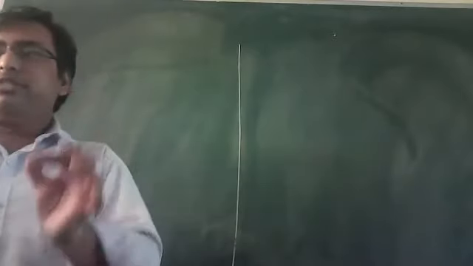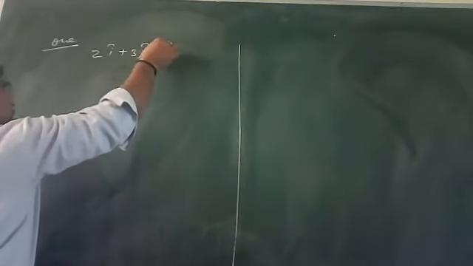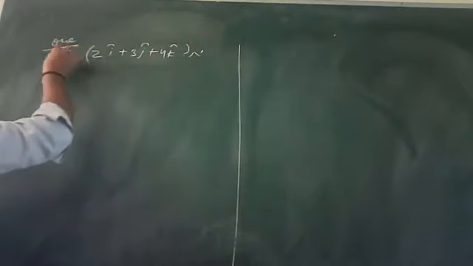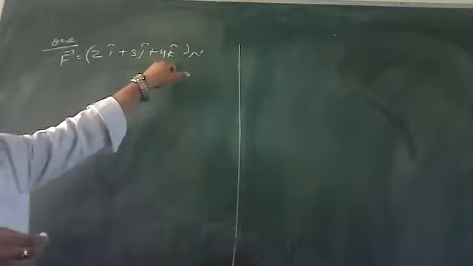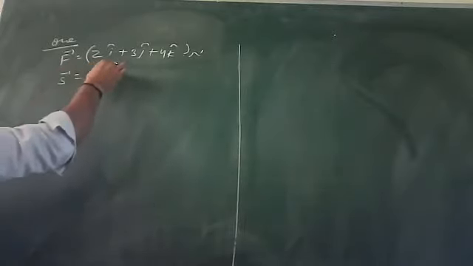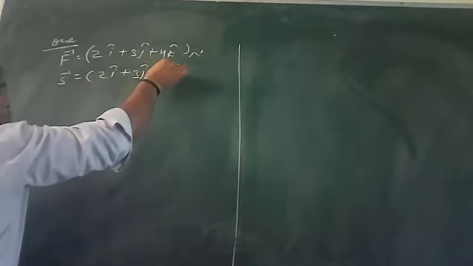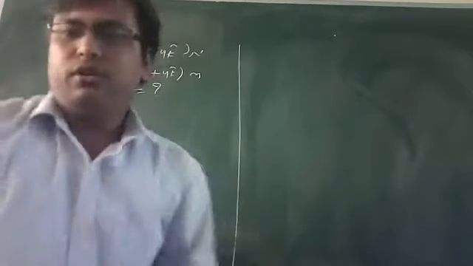Write the question. A constant force 2i cap plus 3j cap plus 4k cap Newton produces a displacement of 2i cap plus 3j cap plus 4k cap meter. Find the work done. This question also, see what is to be done.